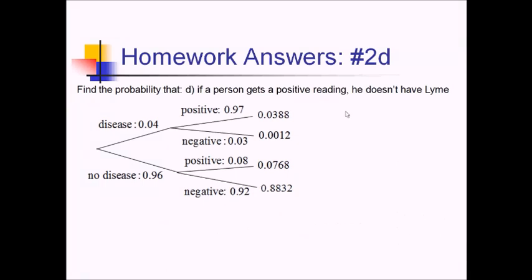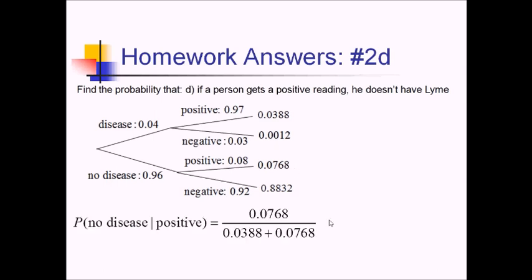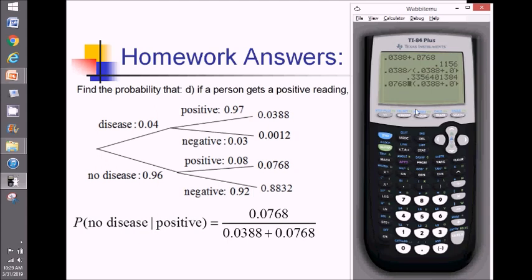For part D, we want the probability that if a person gets a positive reading, he doesn't have Lyme. So now we're looking for no disease positive. This one right here, 0.0768, and we're still dividing that by the probability that you got a positive reading. So we still have the same denominator as last time around, but now we're dividing 0.0768 by all of this instead of dividing 0.0388 like we did in part C. So dividing this into the calculator now. And again, all that's changing here is my numerator. Still the same group that we're dividing things out of, though. So this comes out to 0.6644.